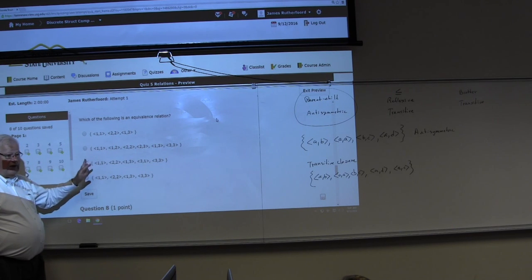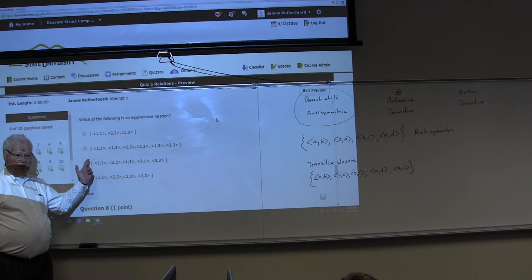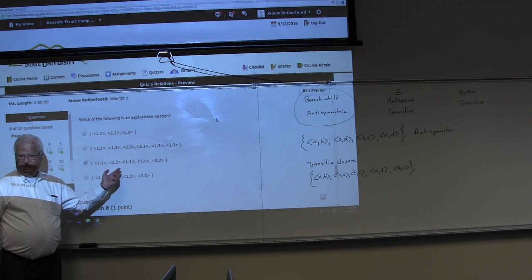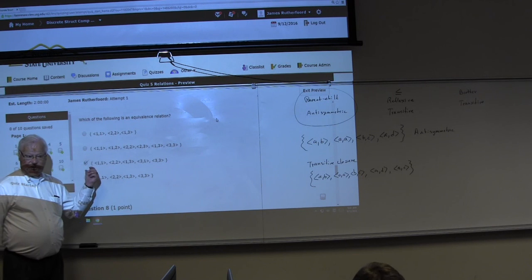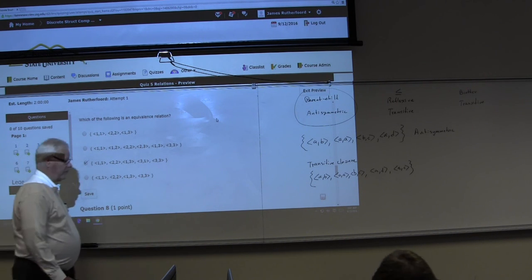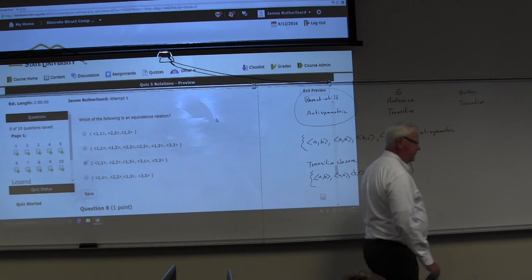Transitive says if I have these first two pairs, A to B, B to C, then I'll have A to C. But I don't have the first two pairs anywhere here, so therefore, by the definition of the if statement, it is transitive. Okay? Is everybody seeing that? So equivalence has to be reflexive, transitive, and symmetric. That's correct. That's the definition of being equivalent.